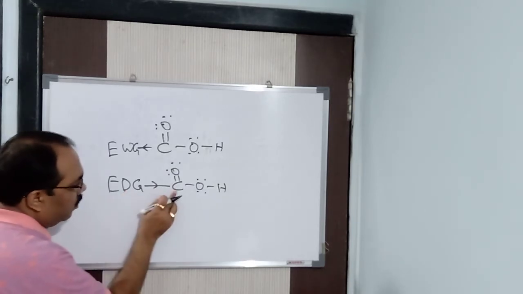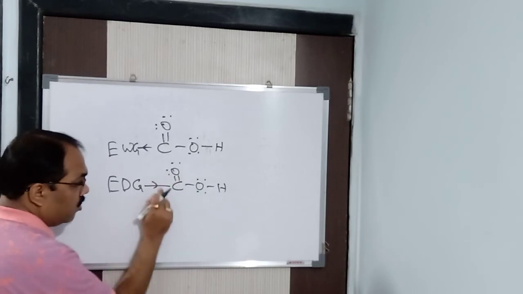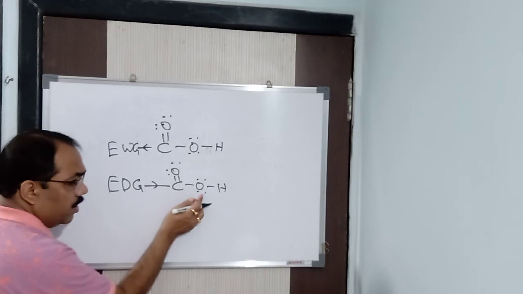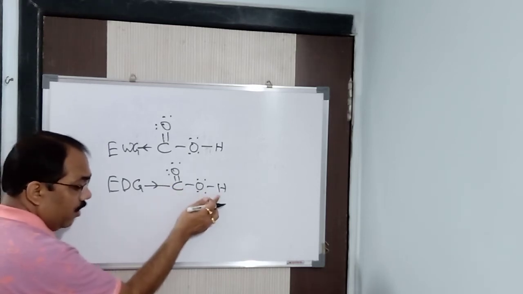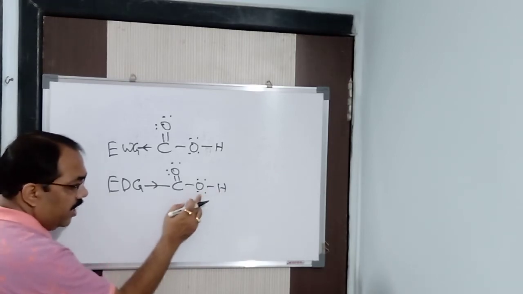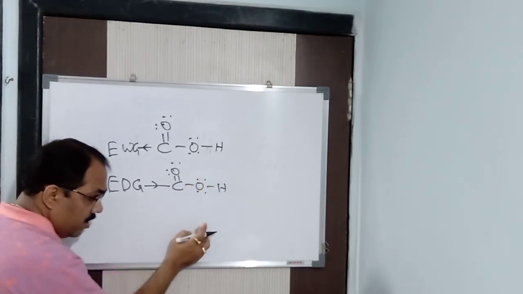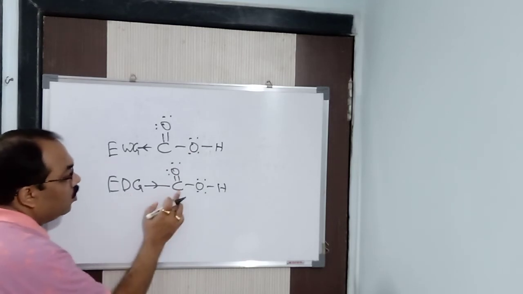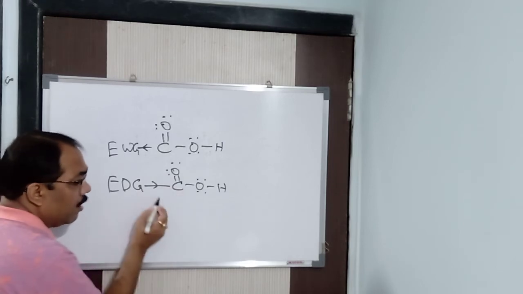Now, it is going to donate to this particular carbon. So electron density is going to increase. As a result, this negative charge will be passed to this particular oxygen. Now, will oxygen borrow electrons from hydrogen readily? Will it accept electrons from hydrogen readily? No. Will the cleavage take place readily as it was taking place here? No.